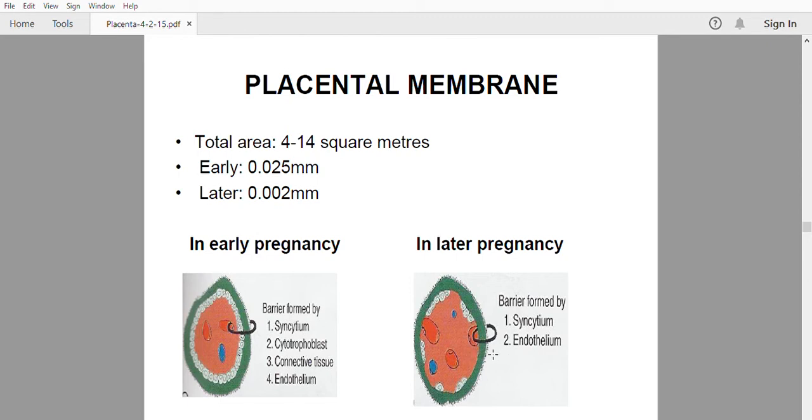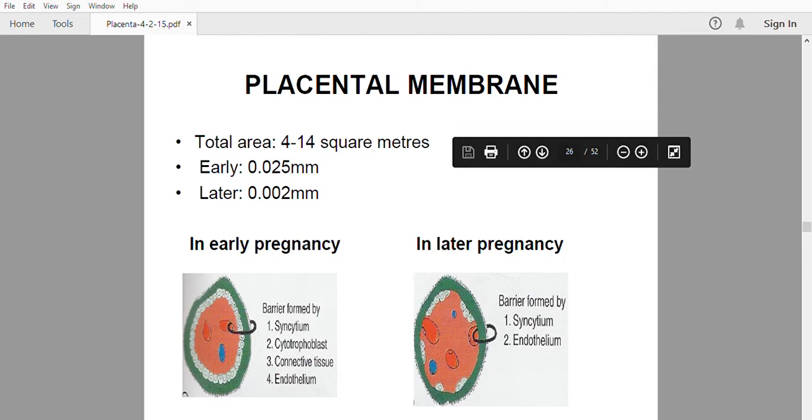Before that, in later stages of the pregnancy, we can see only syncytium and the blood vessel wall, so that in between the maternal and fetal blood only one syncytial layer can be seen, so that it will increase the permeability or the transportation, isn't it? That is important in the later stages of pregnancy, to provide more transportation or more provision of nutrients. It can be seen as very thin in nature.